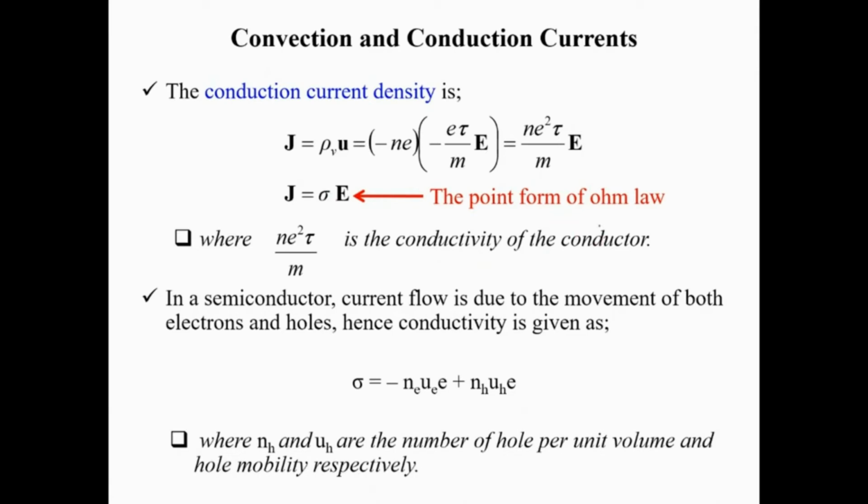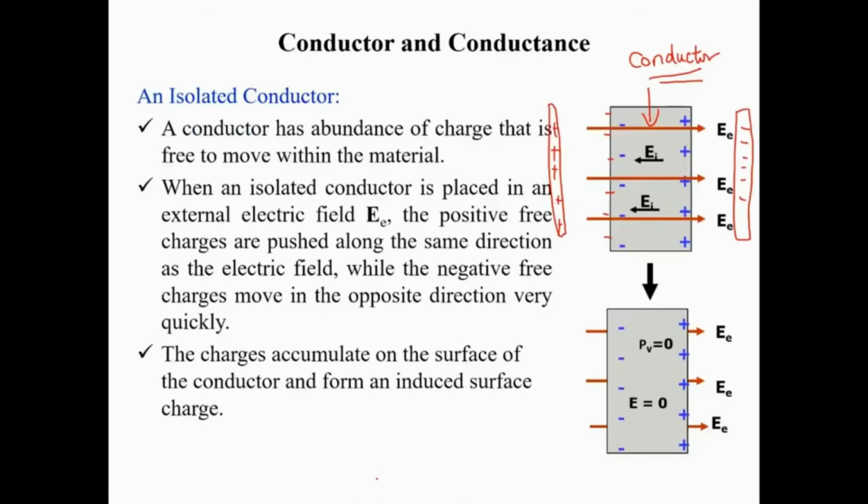So for semiconductors, the current flow is due to the movement of both electrons and holes. So the conductivity is given by relating the number of holes, NH, per unit volume, and the hole mobility respectively. This one is for the hole. Mobility is U, the velocity. So this is for the conduction current density. This one I already explained to you.